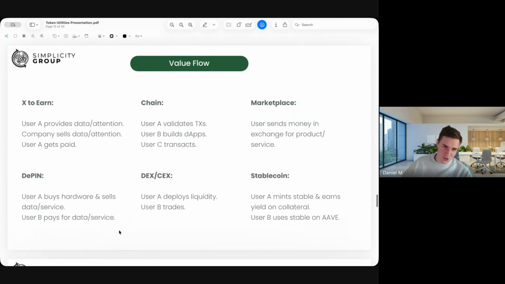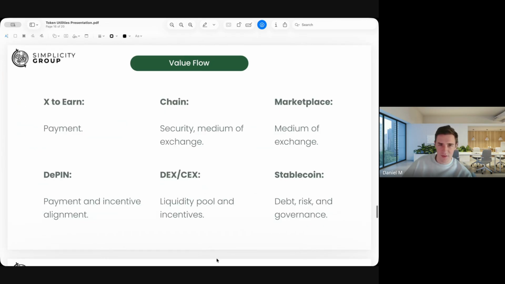Once you figure out what business you are, you need to understand the value flow. Here are some examples. With a stablecoin, you mint a stablecoin, you can earn yield on it, use it on Aave, or transact with it. If you're a DEX, someone deploys liquidity, and someone else trades against that liquidity. Within DePIN, you have hardware which is bought and sold, from that hardware you acquire data, and a different user pays for that data. You just need to understand who the users are and how that value flows, and this should be the first thing you think about before thinking about token utilities.